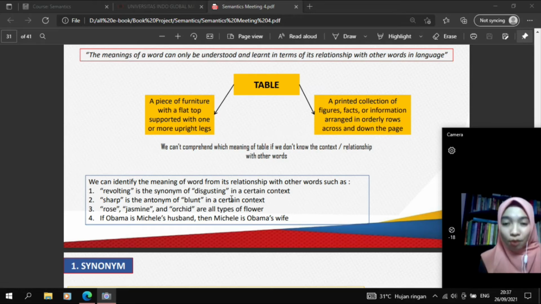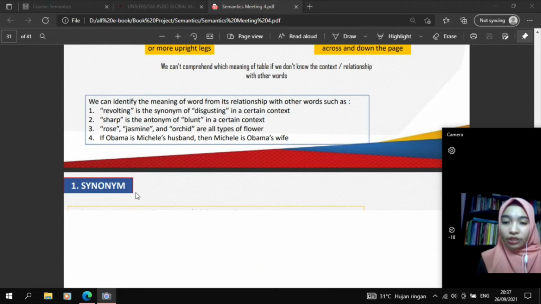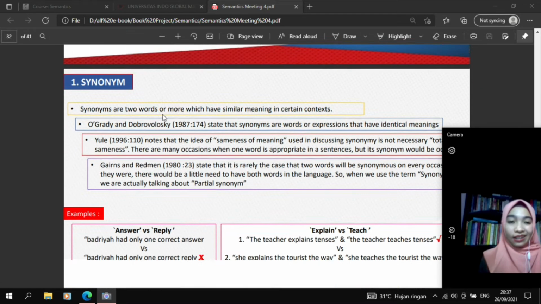So this box is actually all the terms that we would like to learn in this chapter. Okay, now let's see synonym. So the first one, it's very easy.